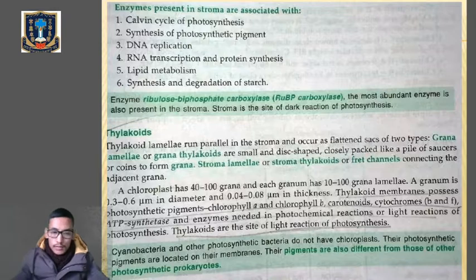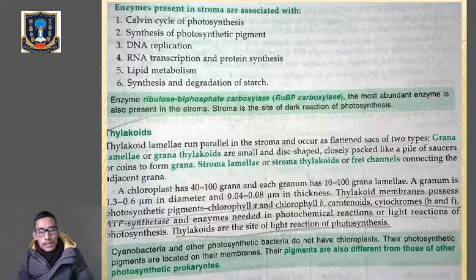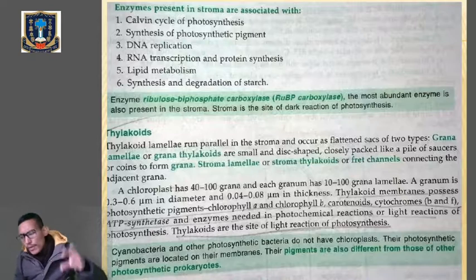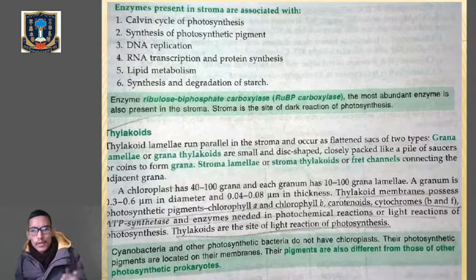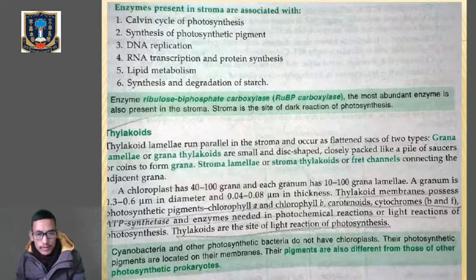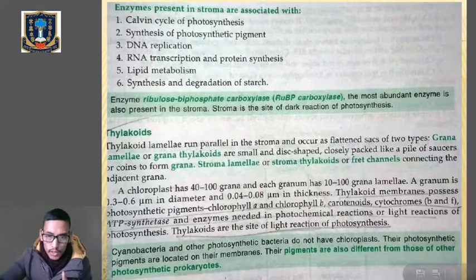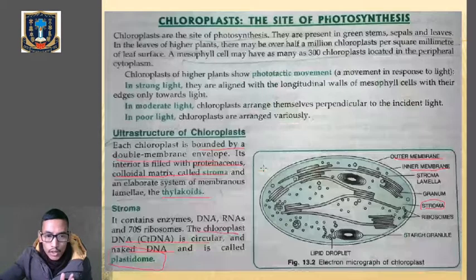Clear? Now let's talk about thylakoids. Thylakoid lamellae run parallel in the stroma and are divided into two types: grana lamellae or grana thylakoids, and stroma lamellae or stroma thylakoids, also called Fret channels. Listen very carefully. So which one is the grana lamellae?